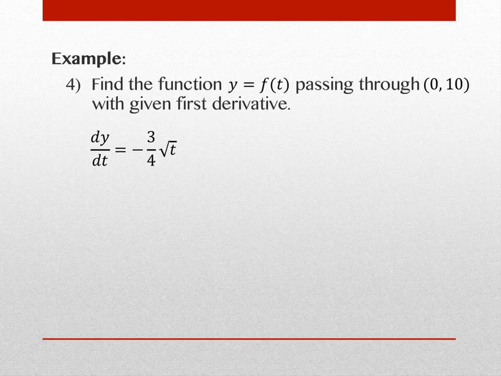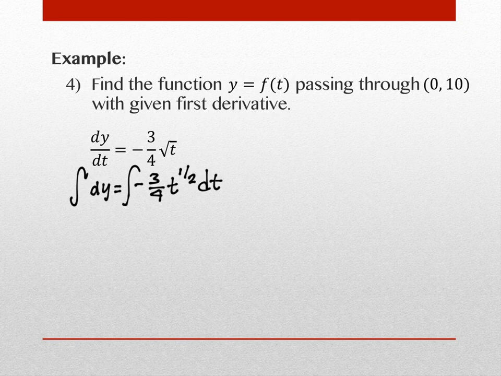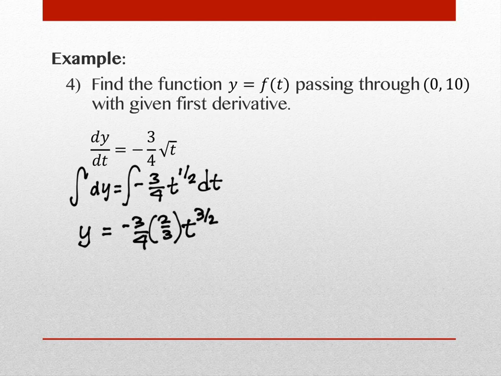The problem starts out the same way. This one has t's and y's in it, but dy is equal to negative 3/4, and I'll write it as t to the 1/2 dt. We'll find our antiderivative. It's cleaner than the last two have been. I just have y on the left. What do we get on the right? I'll start. It's negative 3/4. Now what? t to the 3/2 times 2/3. And we need the plus c, right?